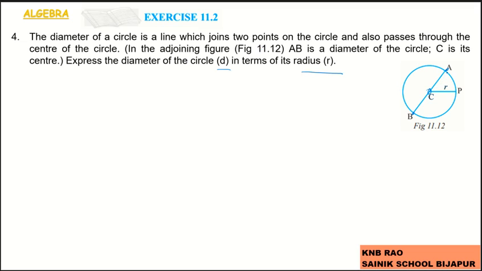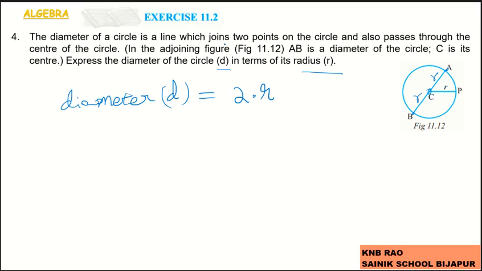See children, very simple. From A to C, one time radius. From B to C, one time radius. You know what is radius? Radius is the distance from the center of a circle to any point on the circle. So diameter D of a circle will be 2 times the radius, because r plus r is 2 times the radius of that circle. You have learnt this formula already, so write it properly.